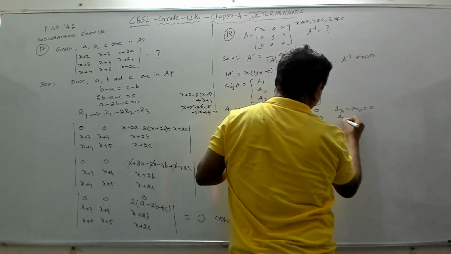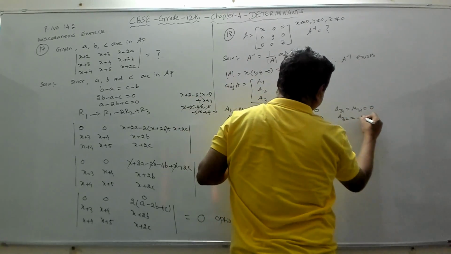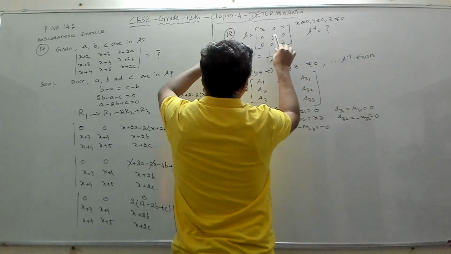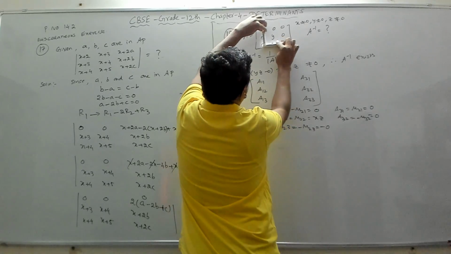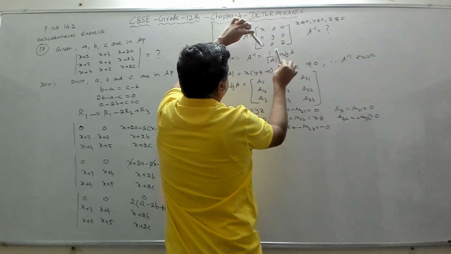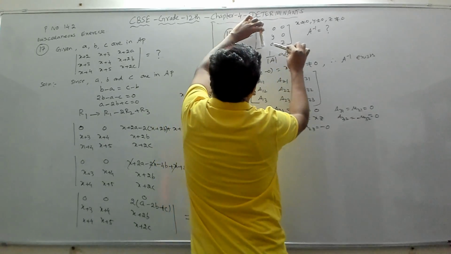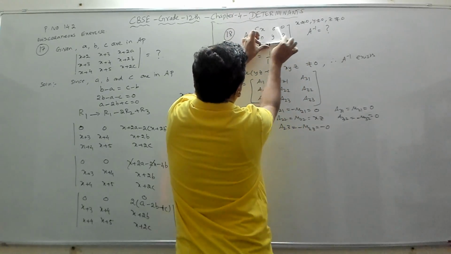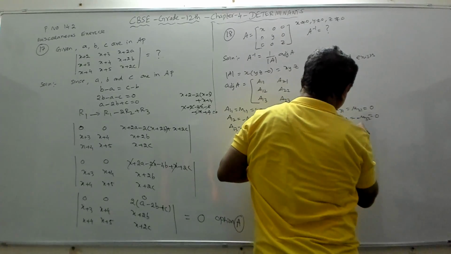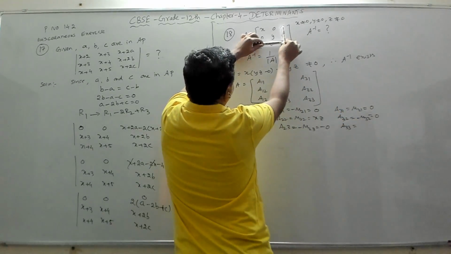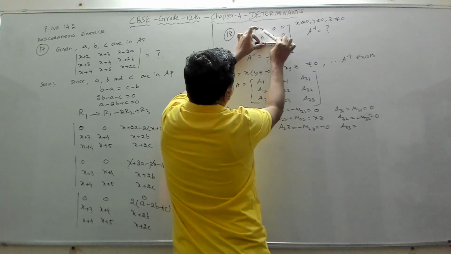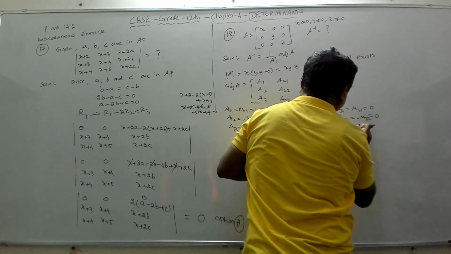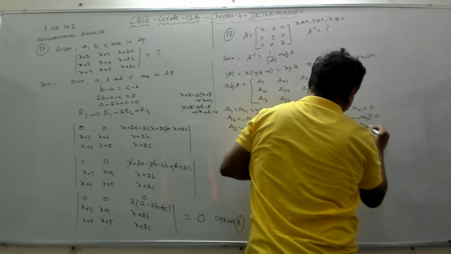A32 is minus M32, which is 0 again. If I take this element, I close its row and column, so x into 0 minus 0 into 0 is 0. And for A33, I close this element's row and column: x into y is xy, minus 0, so M33 is xy.